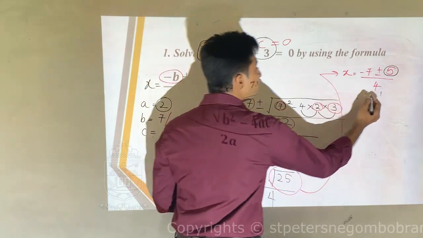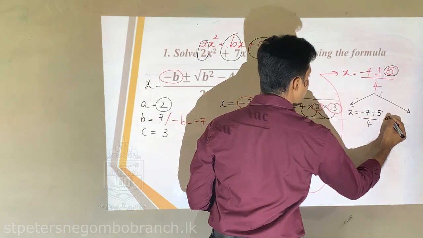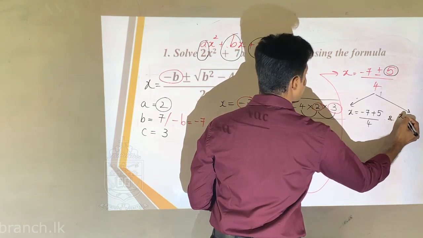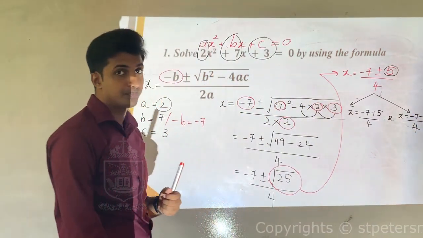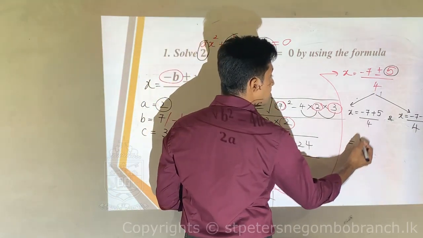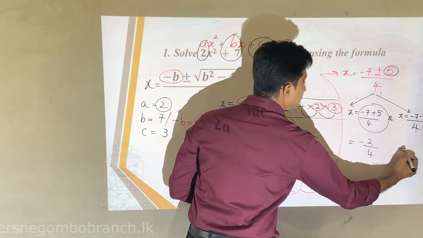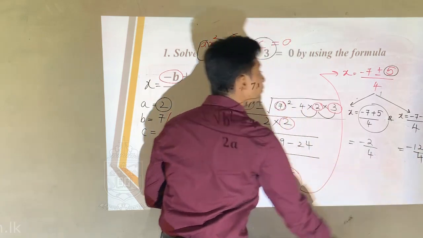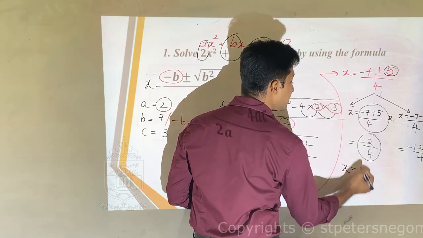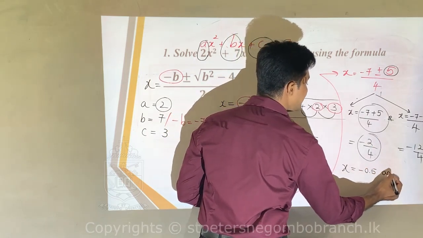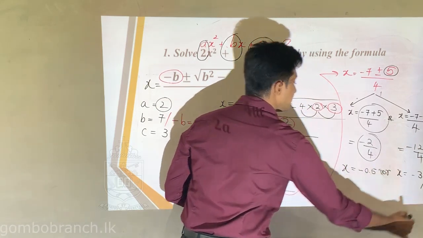Okay. Now when you break it into two parts to get the answer, x will be minus 7 plus 5 over 4, and x equals minus 7 minus 5 over 4. Then here it is going to be minus 2 over 4 because minus 7 plus 5 is minus 2. Here the answer is going to be minus 12 over 4. Minus 7 minus 5 is minus 12. Then you will get two values for x. X equals minus half, that is minus 0.5, or you will get x equals minus 3.